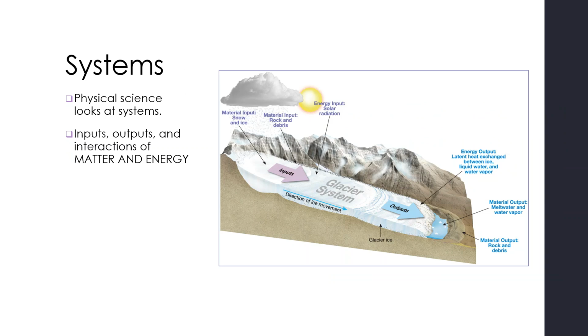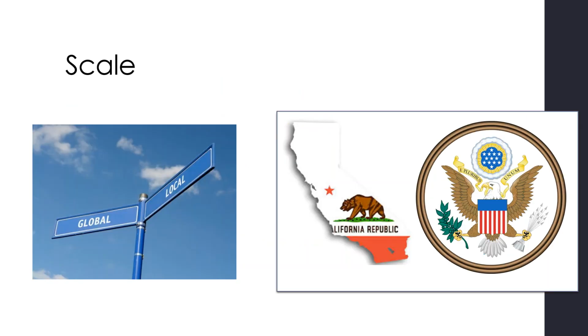And then systems, man, that is the one we're talking a lot about in this class, right? Physical science looks at systems, which includes inputs and outputs and interactions of matter and energy. This is a glacier system. Glaciers are one of the last things that we talk about in this class. But how does this system work? We have material inputs of snow and ice, and material outputs of rock and debris and meltwater. So we're going to talk a lot about systems. We're going to talk about the biosphere and the hydrosphere and the lithosphere, which all of these things you will soon know what they are.